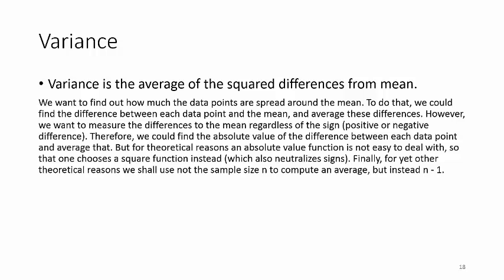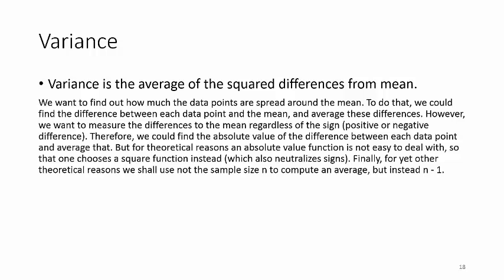However, variance is the average of the squared differences from the mean. So when we want to find out how much the data points are spread around the mean, we would like to use variance. To do that, we could find the difference between each data point and the mean and average these differences. However, we want to measure the differences to the mean regardless of the sign. Therefore, we could find the absolute value of the difference between each data point and average that.